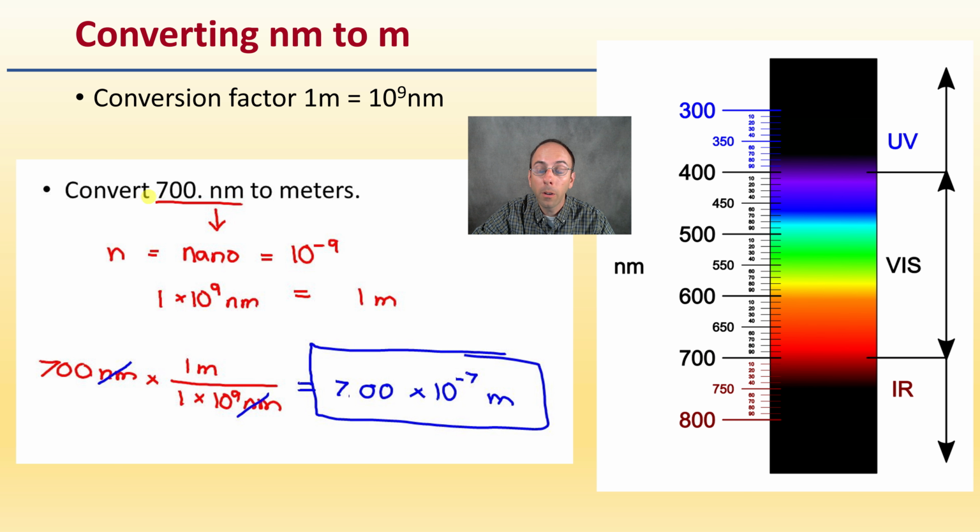So for example, if you're given 700 nanometers, how do you convert that to meters? Well, nano is 10 to the 9th. So we take that 700 nanometers, and we convert it using 1 meter is the same as 1 times 10 to the 9th nanometers. This allows us to cancel out our nanometers. 700 times 1 divided by 1 times 10 to the 9th essentially equals 7.00 times 10 to the negative 7th meters. So that's the first part where students can get tripped up a little bit.